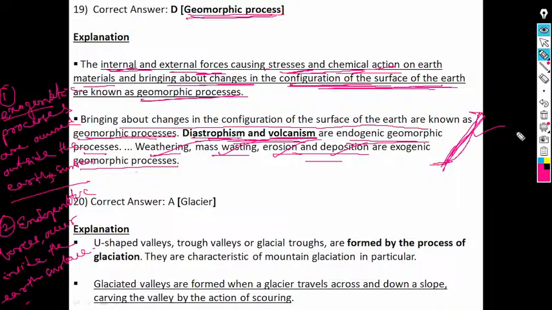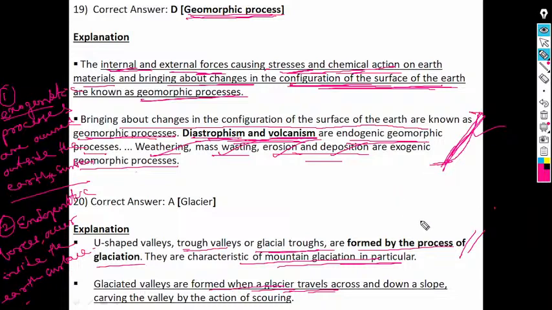Next, see U-shaped valley, that is called trough valleys or glacial troughs, which are formed by the process of glaciation. They are characteristics of mountain glaciation in particular. Glaciated valleys are formed when glaciers travel across and down a slope.